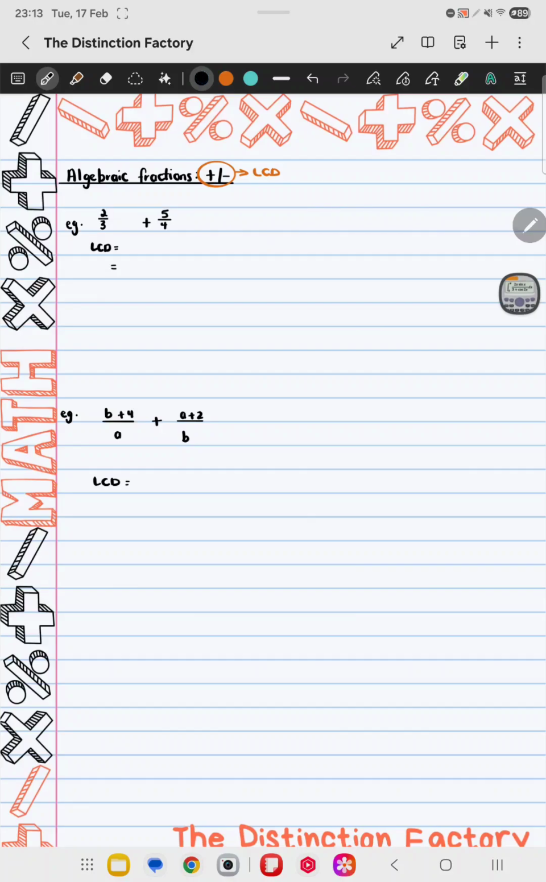And the easiest way to find an LCD of fractions, if they are not multiples of each other, is to just multiply the denominators together. So here we've got a 3, and that is being multiplied by the 4 to give us an LCD of 12. So if we're looking at the first fraction, I need my denominator to become 12. So I'll have to multiply that by 4. But whatever we do to the bottom, we have to do the same thing to the top as well.